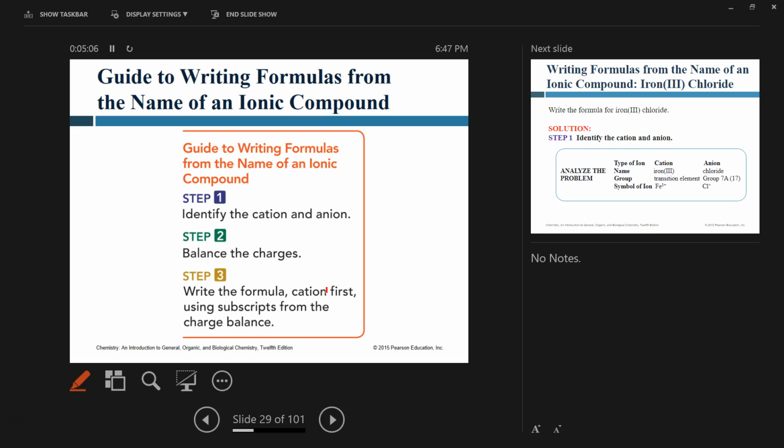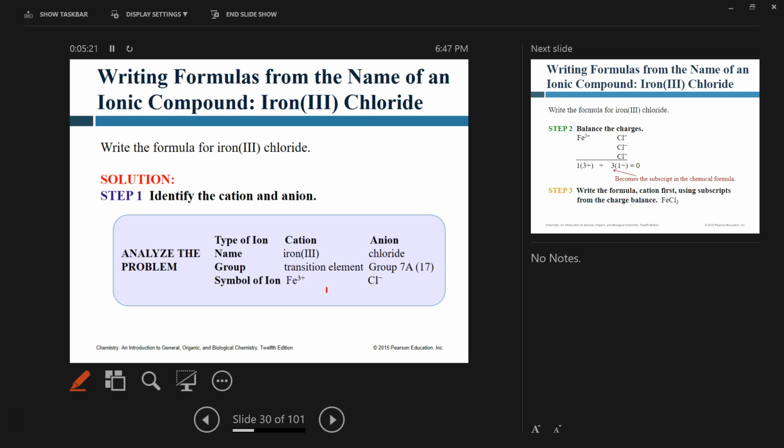Remember that in the name of the compound, the cation always comes first. So in a compound like bismuth(III) fluoride, bismuth is the cation and fluoride is the anion. So that's basically a guide for how you do that. For iron(III) chloride, you would identify the cation, which is iron, and the anion, which is chloride.